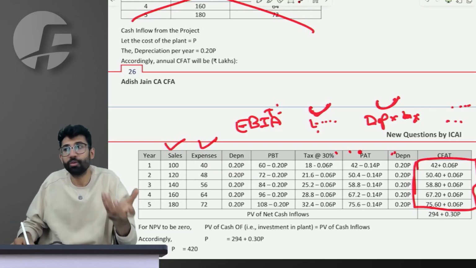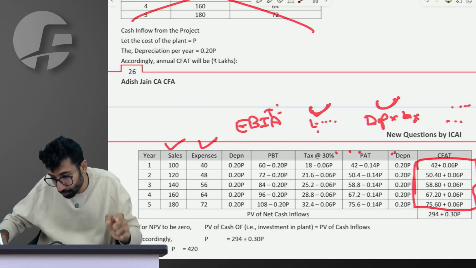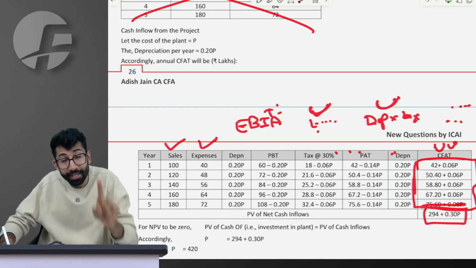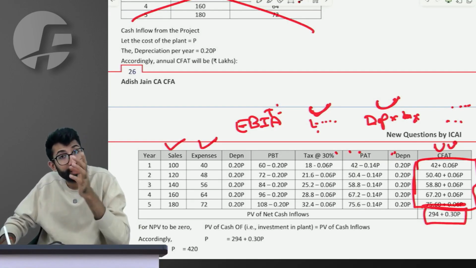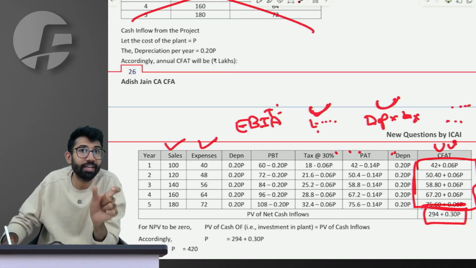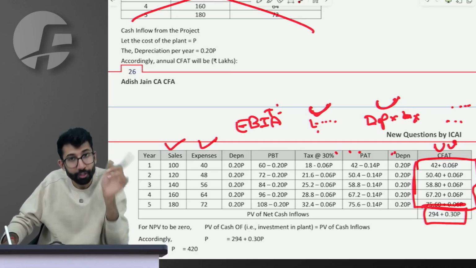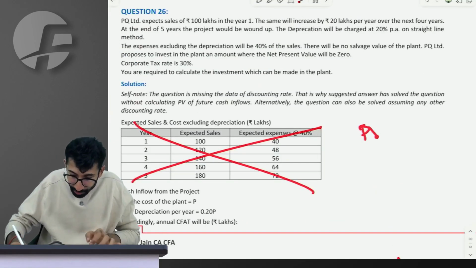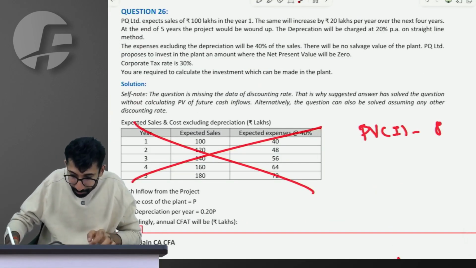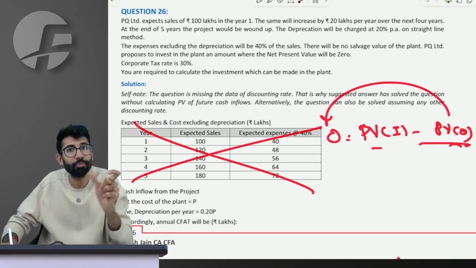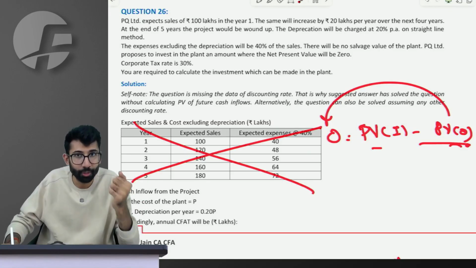One or two columns you can save, right? When you do this, you get this, which is my CFAT. Ideally, when the examiner gives a discounting rate, these CFATs are supposed to be discounted and the present value of cash inflow calculated, which should be equal to outflow. Or we can say present value of inflow minus present value of outflow is equal to 0, which is why I said 1 is equal to 2. Both inflow is equal to outflow.